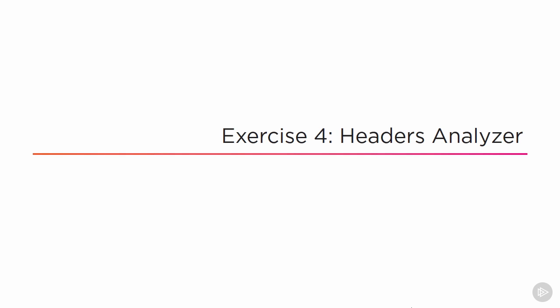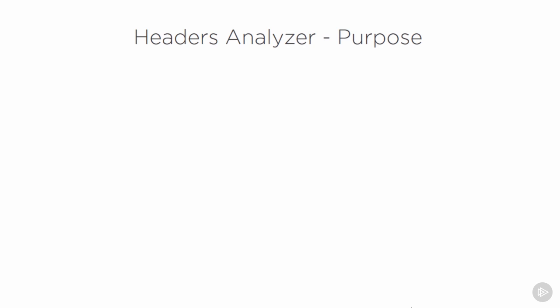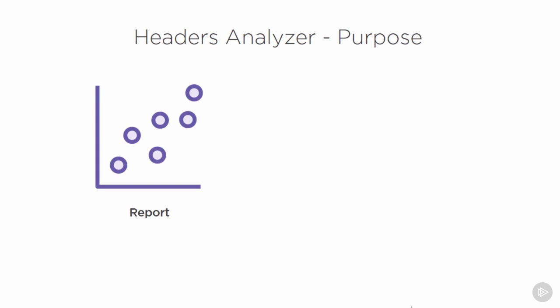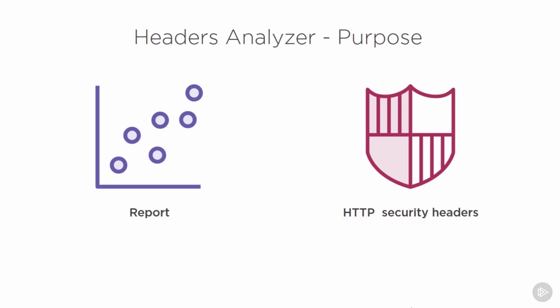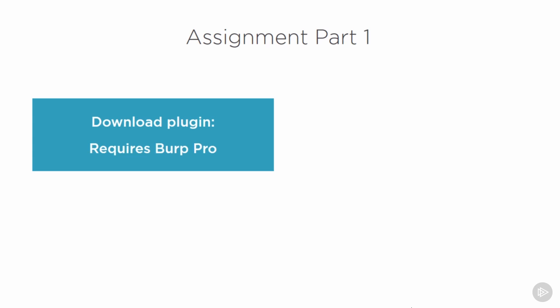So now we've come to probably the most complex exercise, exercise 4, Headers Analyzer. First you need to go ahead and clone the repository to get the source code. What this extension does is it adds a passive scan check to report vulnerabilities that are found in HTTP security headers. Now your assignment is obviously you need to download the plugin.